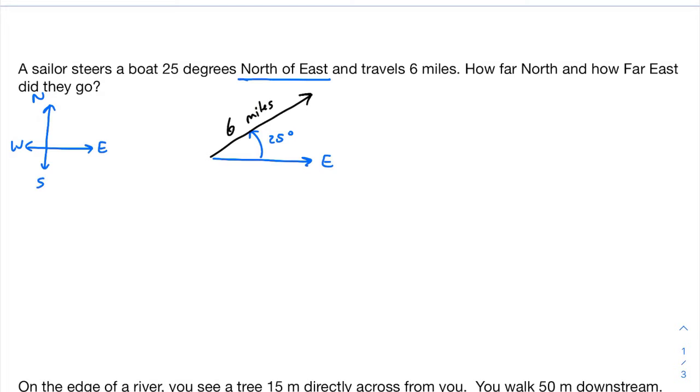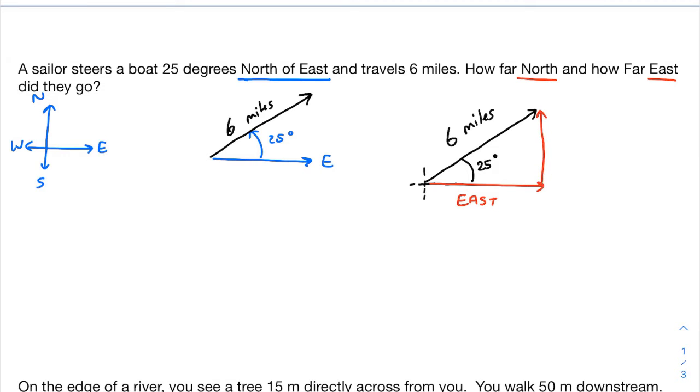Okay, and displacement is a vector quantity. So I've got this 6 miles here, and it's 25 degrees north of east in terms of a coordinate system. The question is asking how far north and how far east it is going. So we can think of this part of the triangle as how far east, and this part of the triangle as how far north.